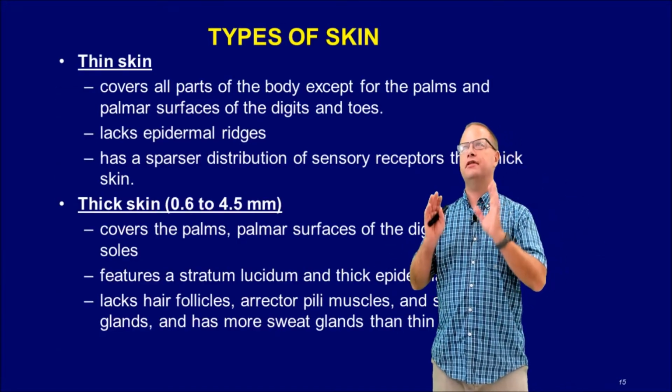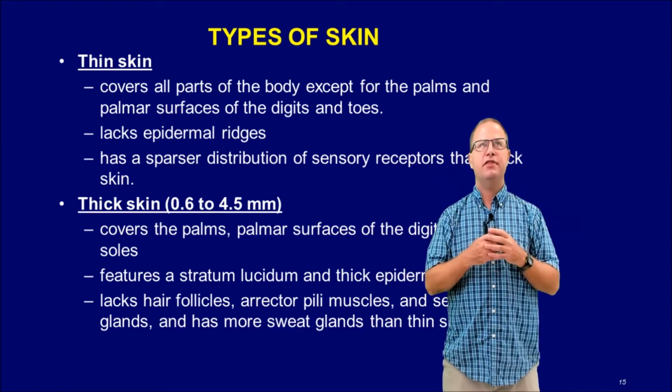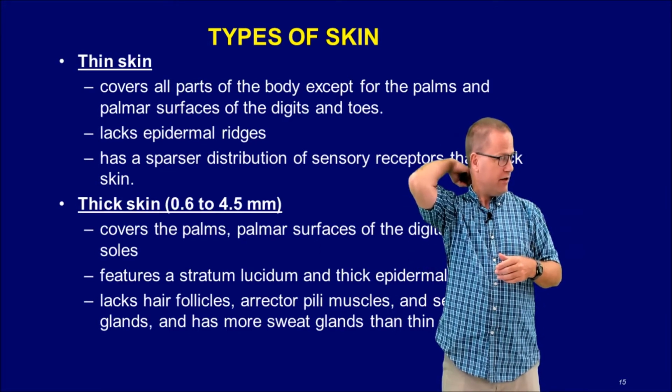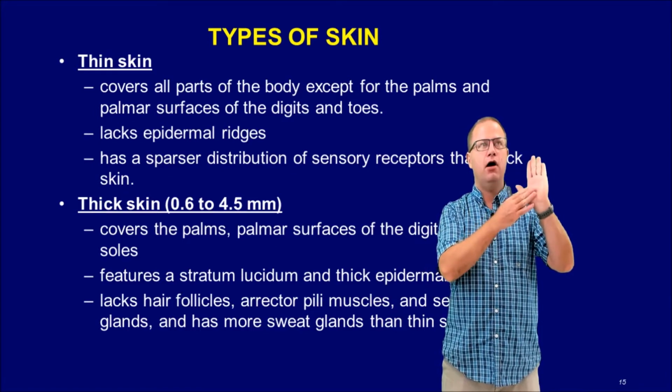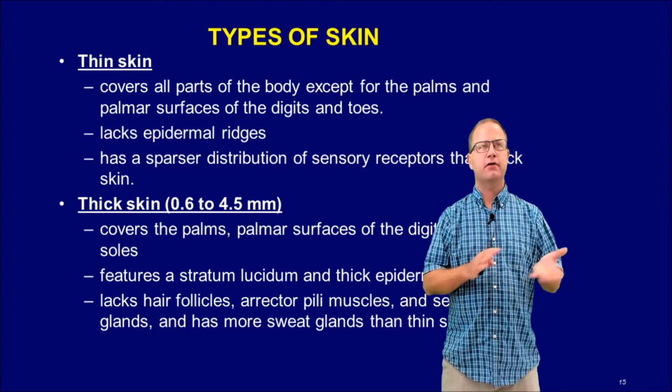Okay, types of skin. I alluded before that there was something called thick skin and thin skin, and there is. Most of your body is covered with thin skin. In fact, the skin is thinnest around your eyelids, gets quite a bit thicker here on your back and your neck, but the thick skin we're talking about is found on your palms and also on the soles of your feet. So in these areas, the skin is different for a couple of reasons.